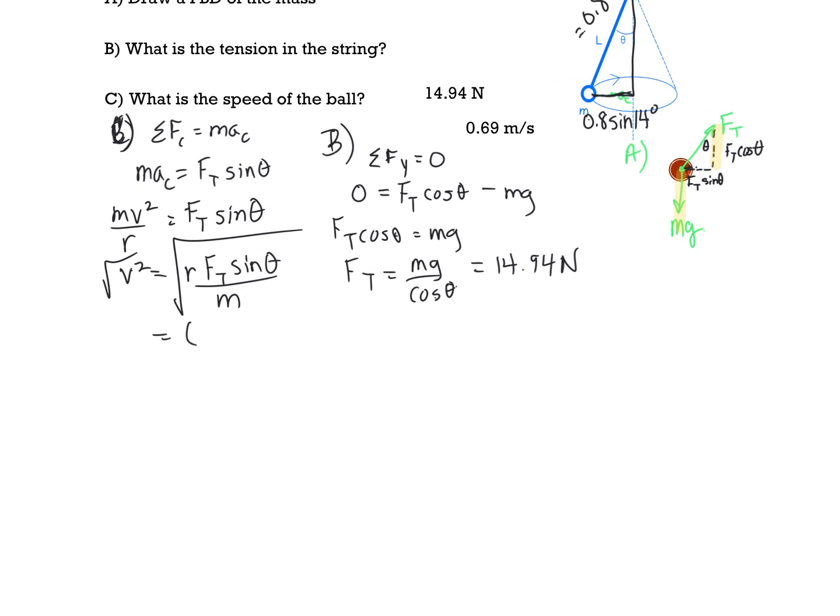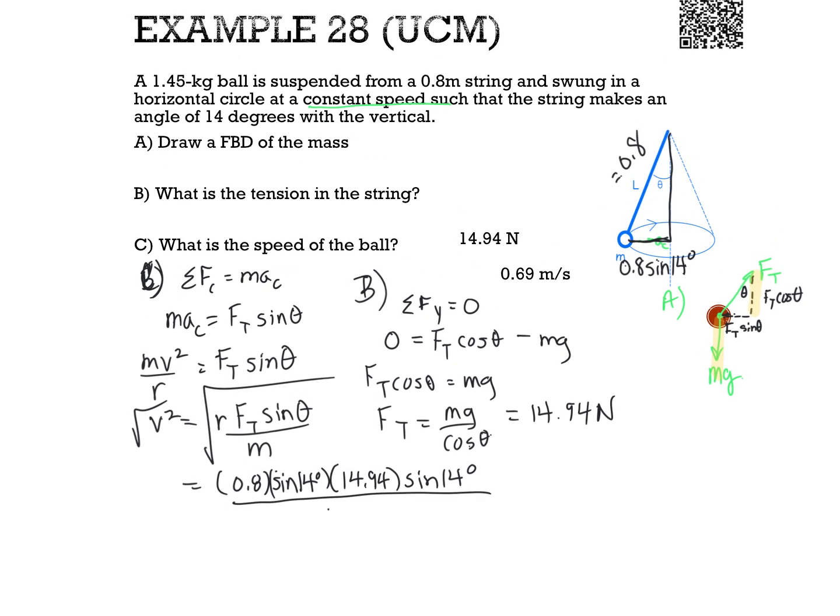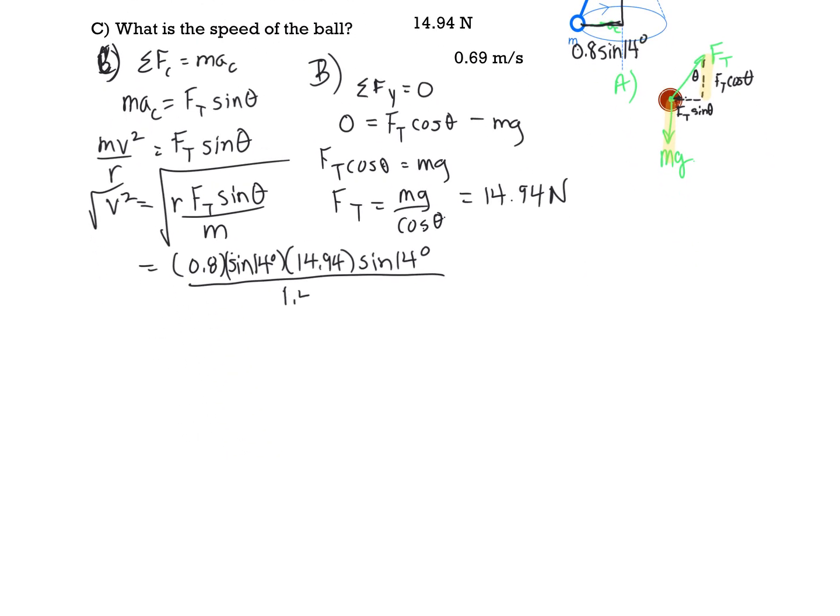So I have 0.8 sine 14 degrees times the tension, 14.94, times the sine of 14 degrees again, divided by the mass. Mass is 1.45. Square root of the whole thing. Should get 0.69 meters per second.